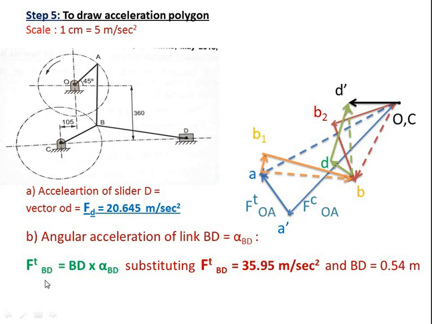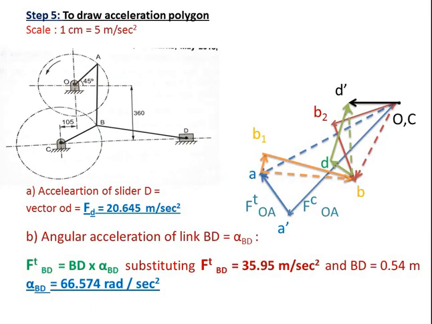Out of this we can find Ft by directly measuring the tangential component vector of BD and multiplying by scale. It will give you Ft of BD as 35.95 meter per second square. And BD is given as 0.54 meter. Substitute these two values in this formula. It will give you alpha of BD equal to 66.574 radian per second square. So in this way, you can calculate the angular acceleration of any link.